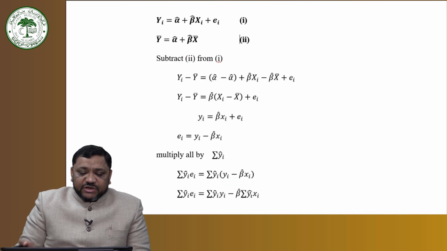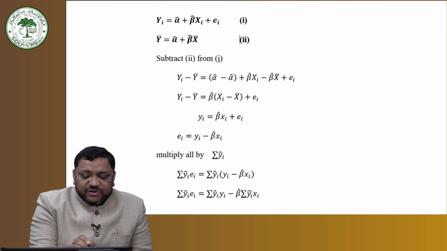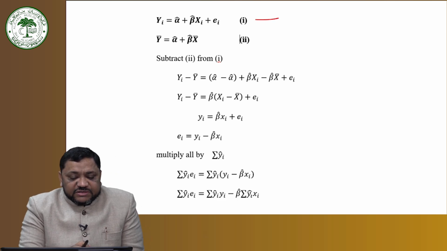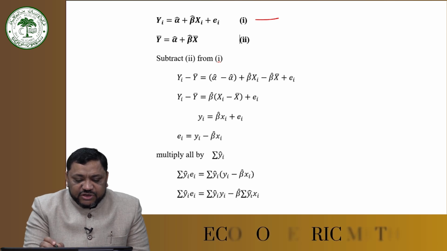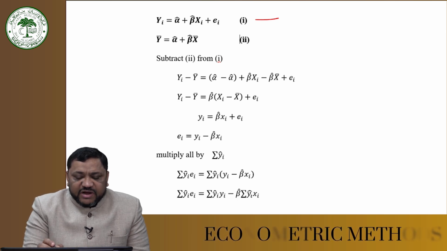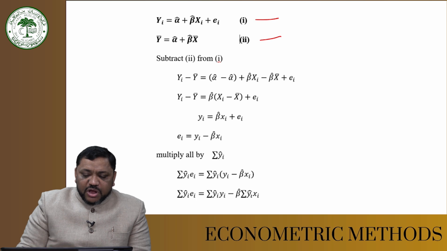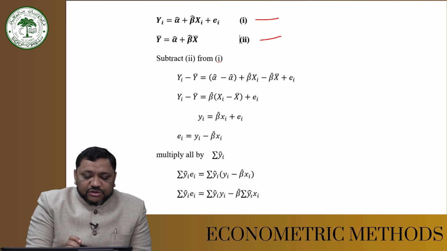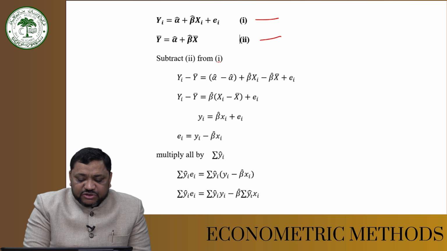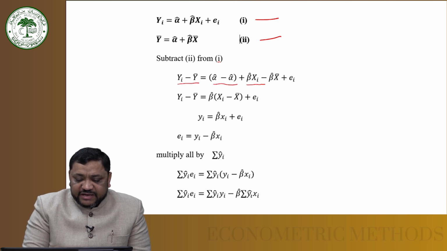So we have these two equations. The first one is yi = alpha hat + beta hat xi + ei, and the second equation is y bar = alpha hat + beta hat x bar. So we subtract the second equation from the first one. So it is yi minus y bar = alpha hat minus alpha hat plus beta hat xi minus beta hat x bar plus ei.